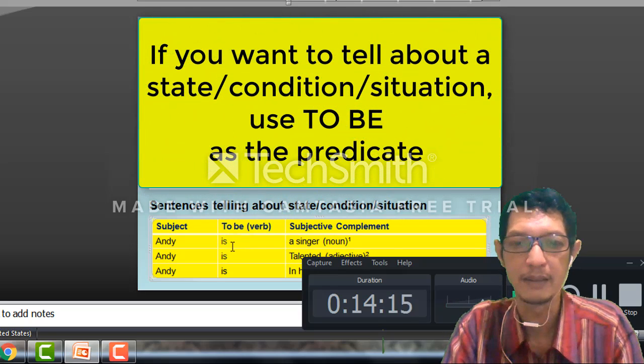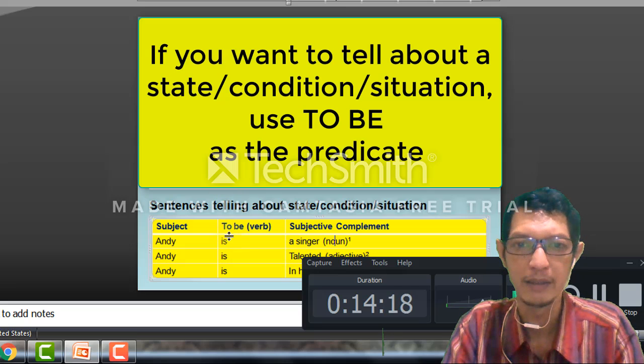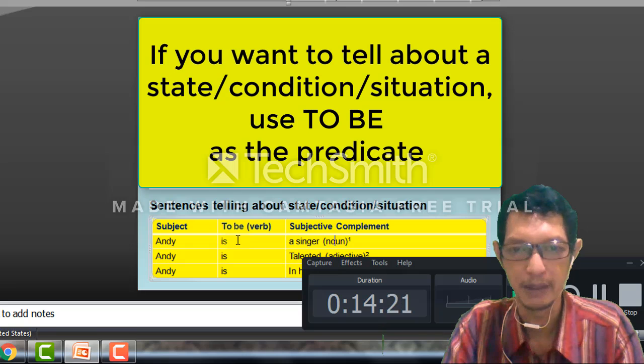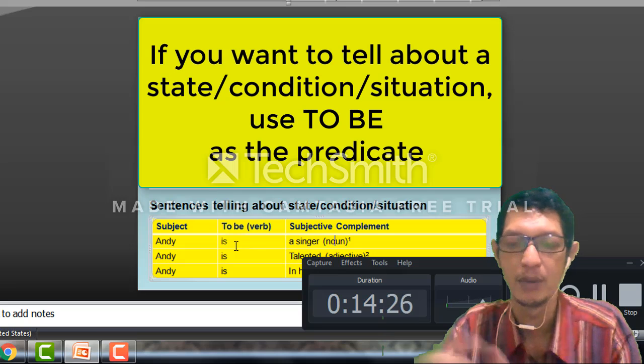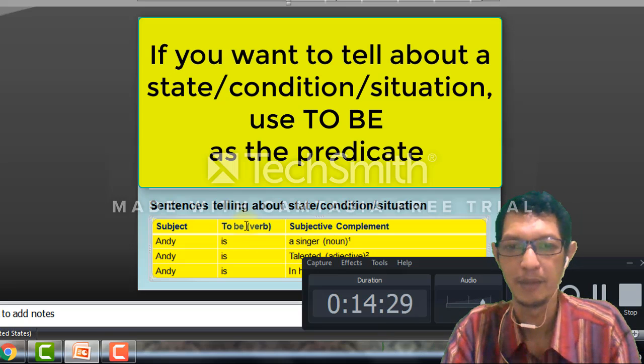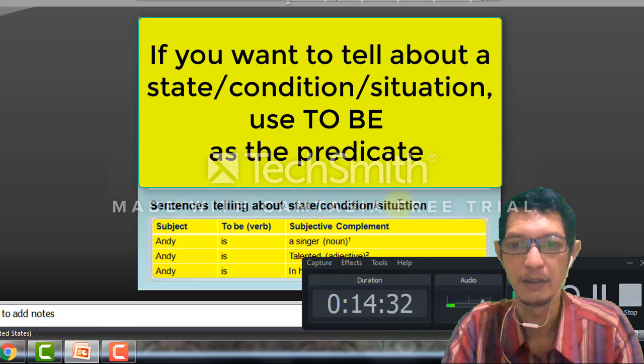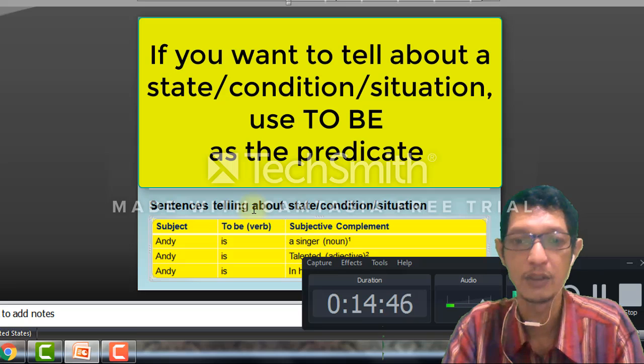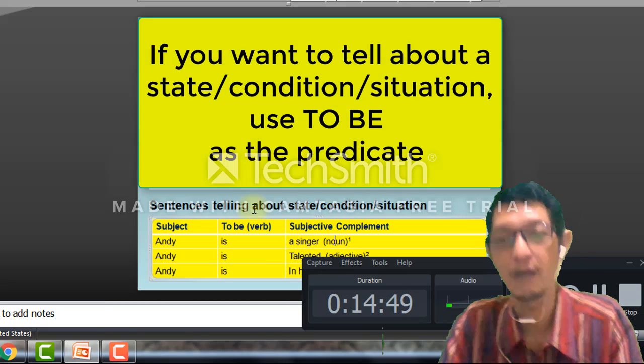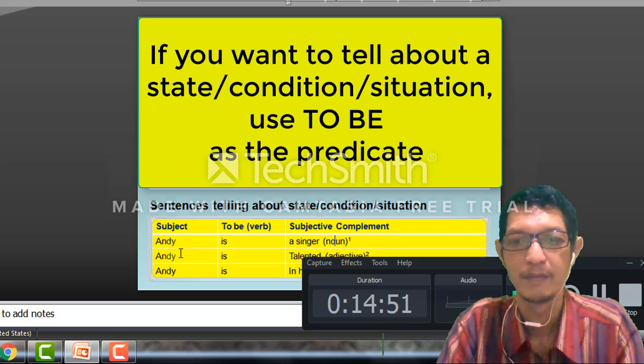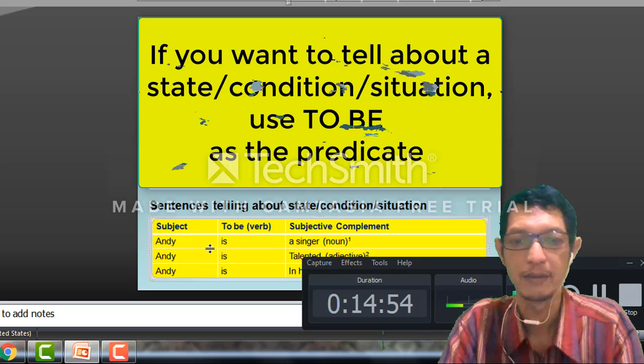In this case, the predicate should be to be. You can use is, am, are, was, or were. But remember, to tell about state, condition, or situation, you are not allowed to use verbs of action because it doesn't tell about action. You just want to tell about state, condition, or situation. Okay, this is an example.